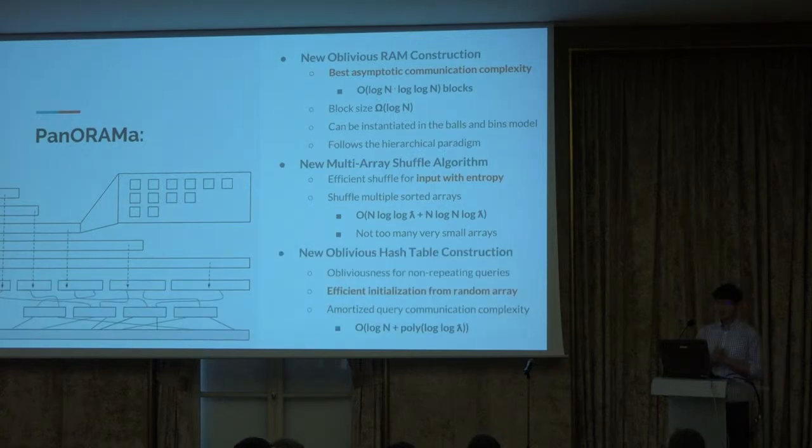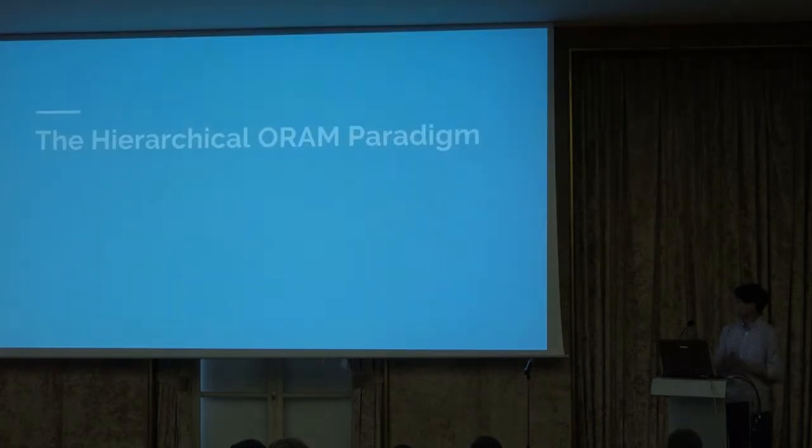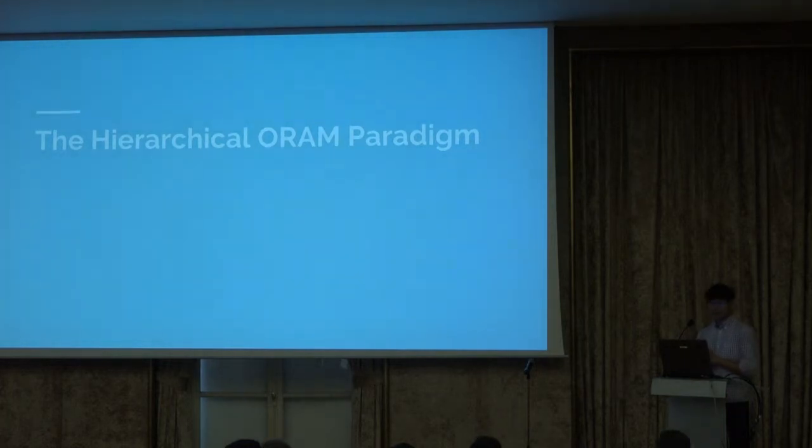The second is a new oblivious hash table construction, which has a similar problem in that we assume the input array is now perfectly randomly shuffled, and we show how to efficiently initialize an oblivious hash table in such a way that we can avoid oblivious sorts once again. All right, so these are the two components, and I'll go slowly, but first, I should describe to you what the hierarchical ORAM paradigm is, obviously.